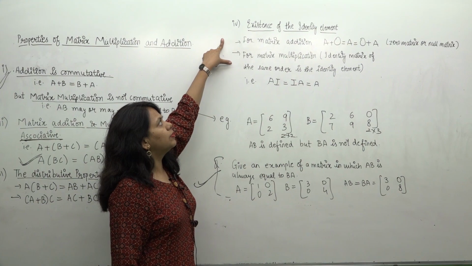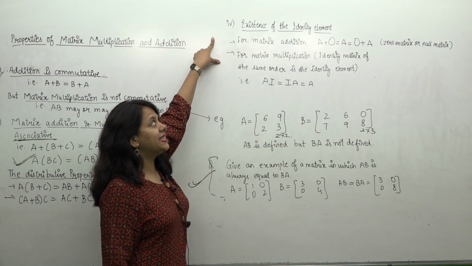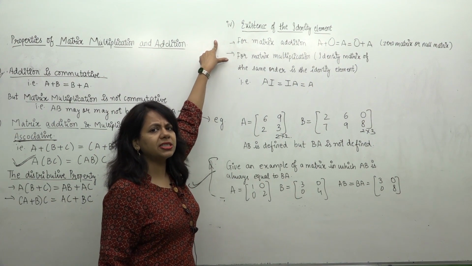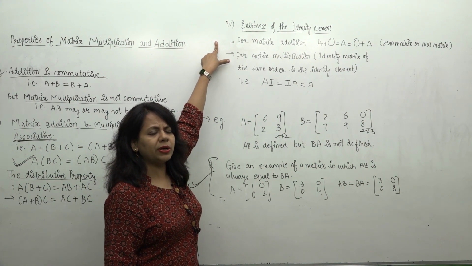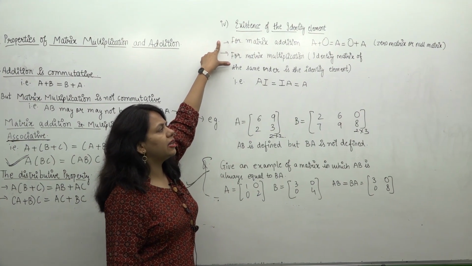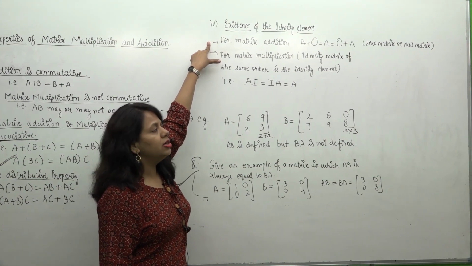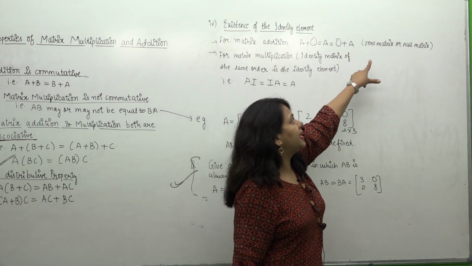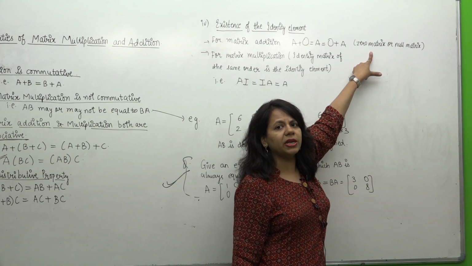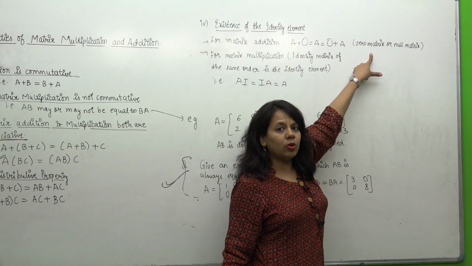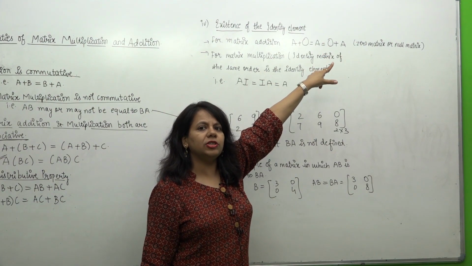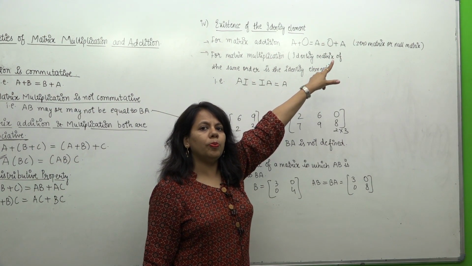Now this is something very important. Identity element. What is the identity element for matrix addition? This is a commonly asked one marker question. What is the identity element for matrix addition? So for matrix addition, the identity element is the zero matrix or the null matrix of the same order. So A plus O is equal to A, which is equal to O plus A.